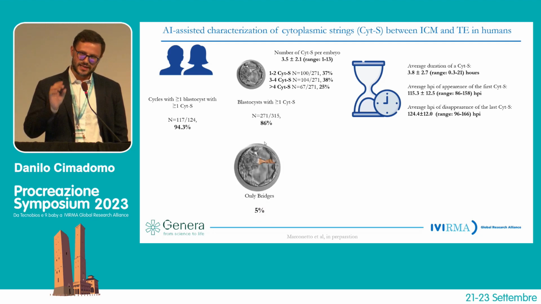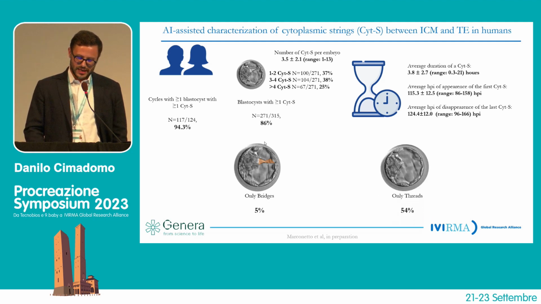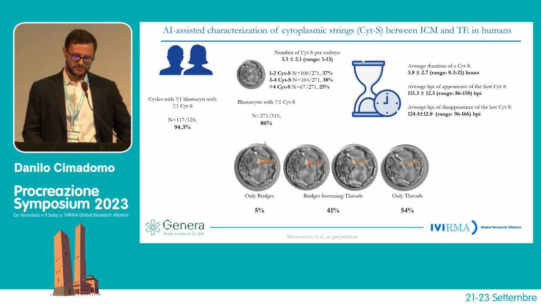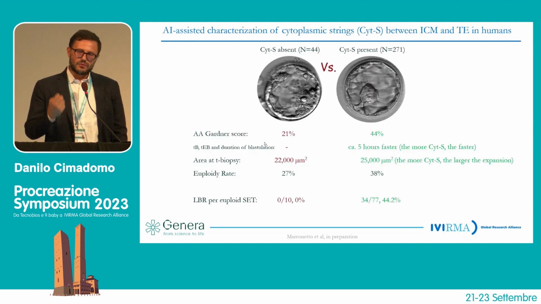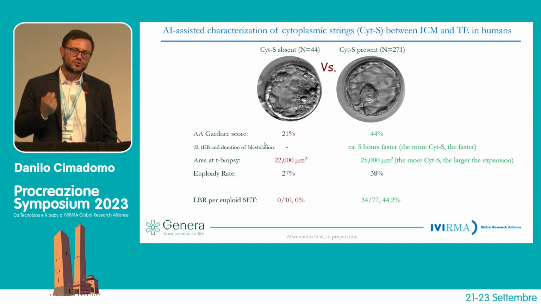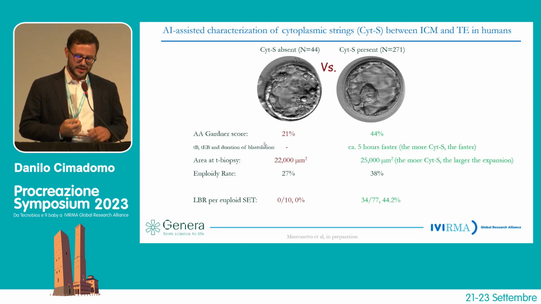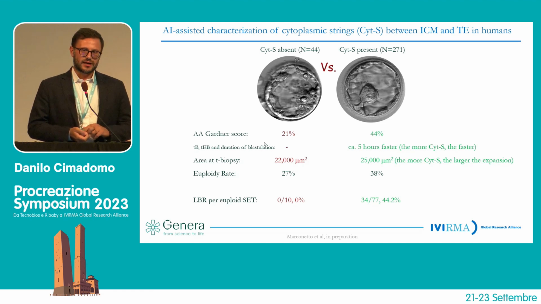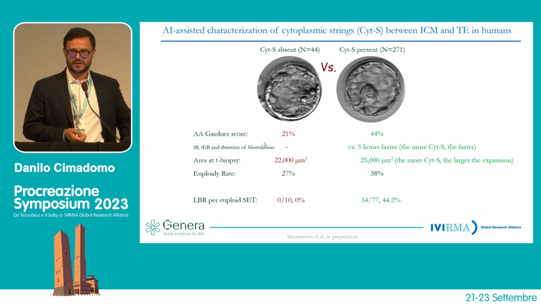In 5% of cases, they are what we call thick bridges. In 54% of cases, they are like thin threads. And in almost 40% of cases, you can see the whole process of a thick bridge that becomes a thread. Now, what does this mean clinically? Embryos that do not show any cytoplasmic string are of poorer quality. They develop almost 5 hours later. They reach a lower expansion, 22 versus 25,000 square micrometers. They are affected by a lower euploidy rate, although this didn't turn out significant.